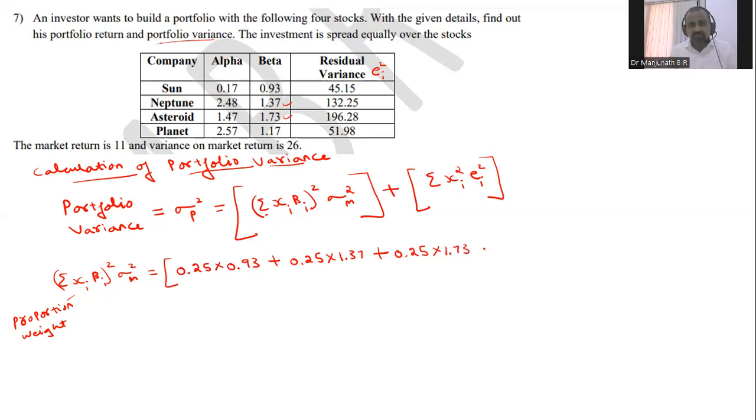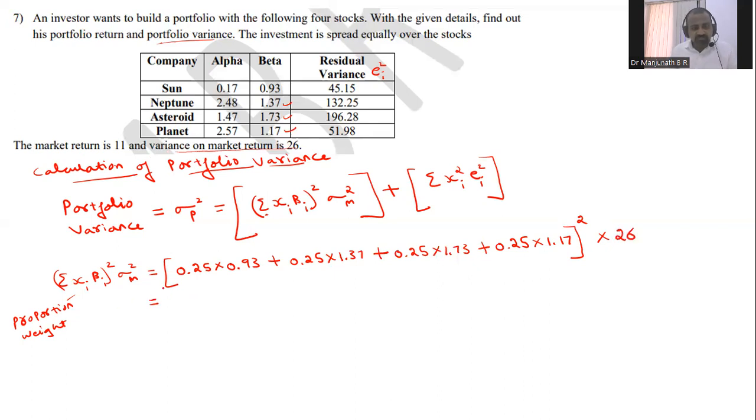1.73 is the beta of Mature, plus the last security weight, that is 0.25, is multiplied with the beta of the last company, that is Planet, 1.17 into 1.17. And now, if you see, we need to apply square, and then this will be multiplied with market variance. Market variance is given in the question as 26. So I'll be writing 26.